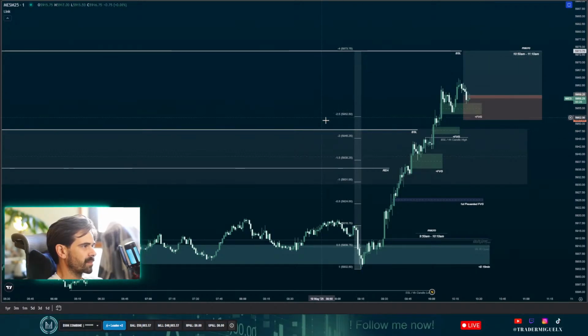But it's kind of hard for me to open some kind of a long way above 2.5 standard deviation without any significant retrace. It's like chasing something.